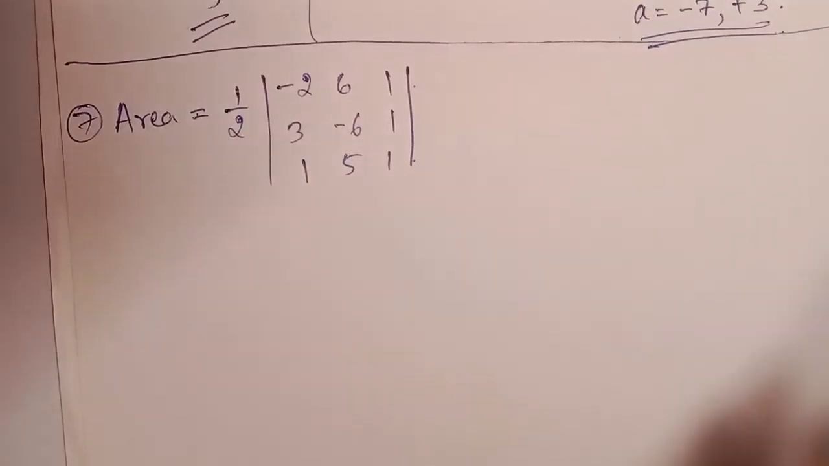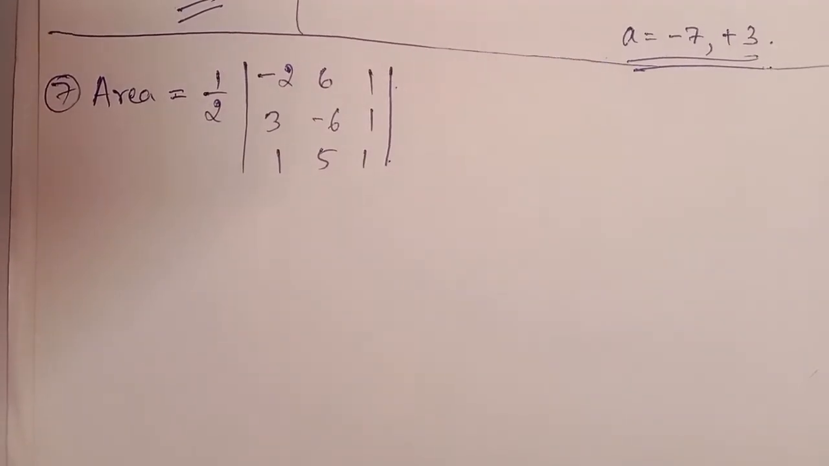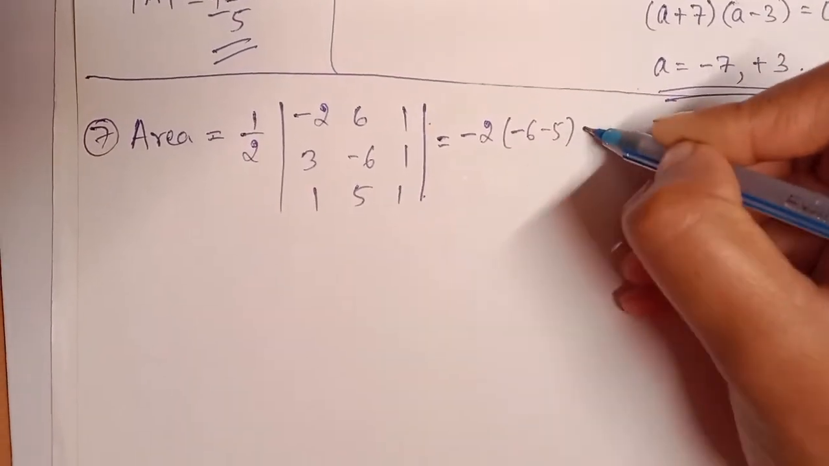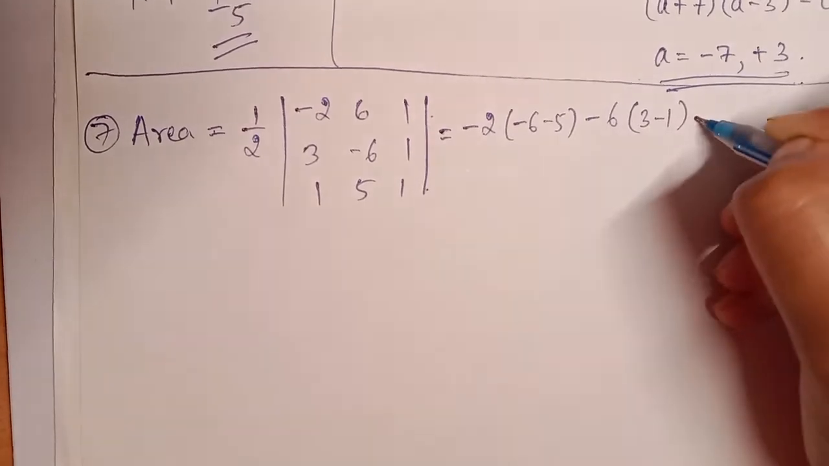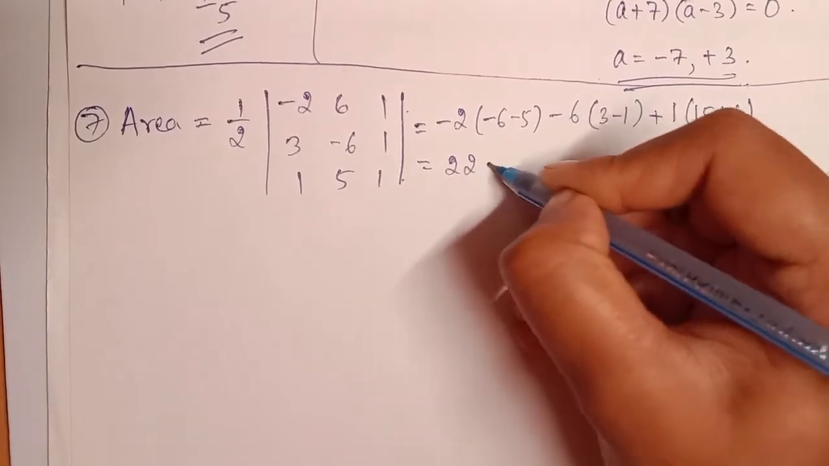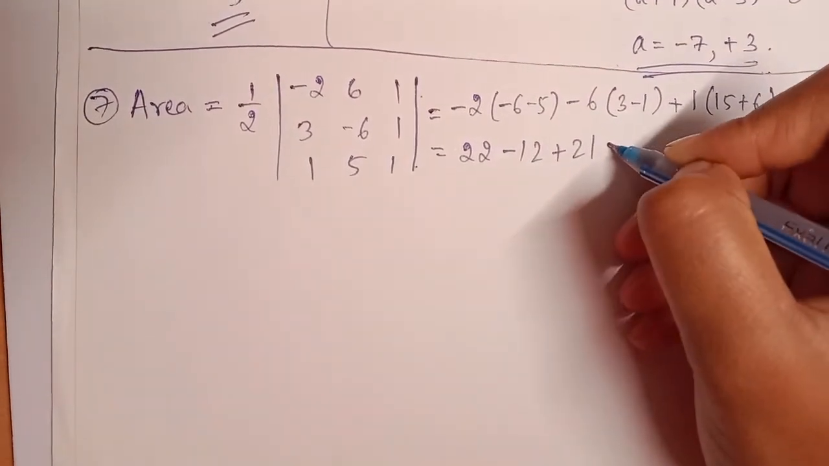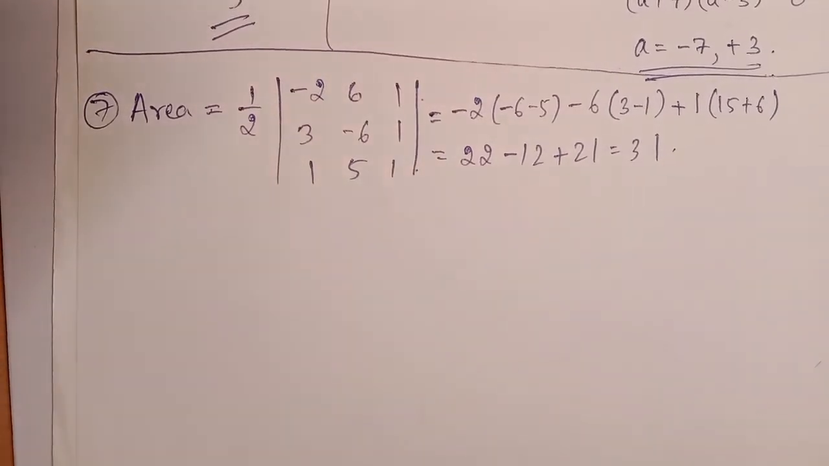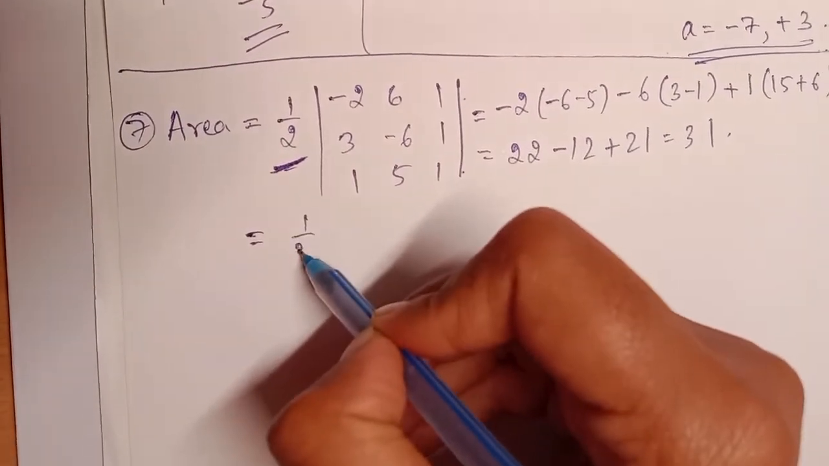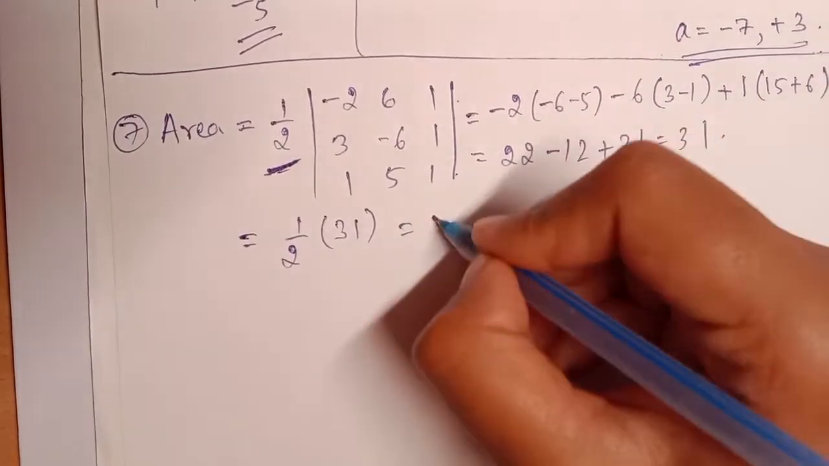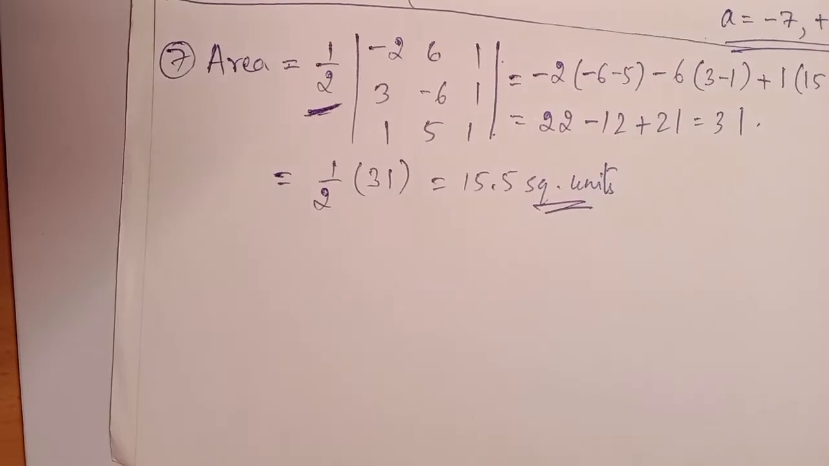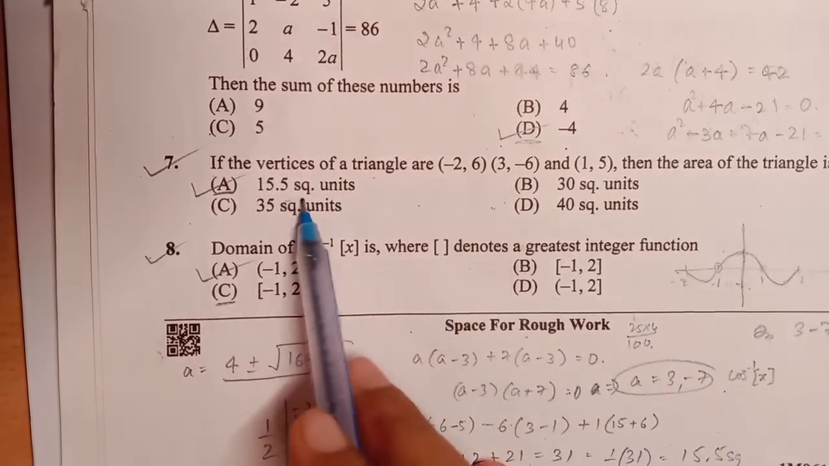Now finding the determinant, we get minus 2 into minus 6 minus 5, minus 6 into 3 minus 1, plus 1 into 15 plus 6, which is equal to 22 minus 12 plus 21, which is equal to 31. So here we have written half, don't forget that. So area is equal to half into 31, which is equal to 15.5 square units. Remember, it's square units, not just units. So the answer is 15.5 square units.